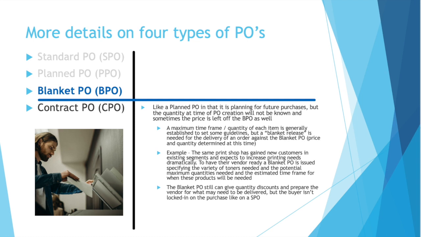To have their vendor ready, a blanket PO is issued, specifying the variety of toners needed and the potential maximum quantities needed, and an estimated time frame for when these products will be needed. That way the vendor is ready to deliver more of some of the toners, but the specifics can be worked out later, during the blanket releases.